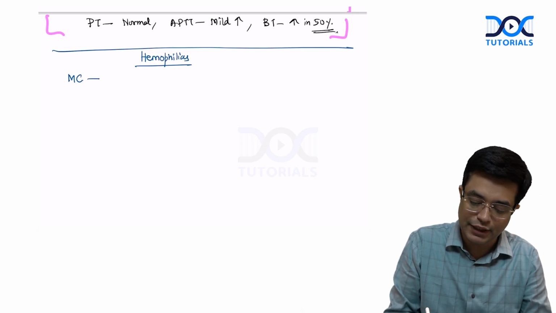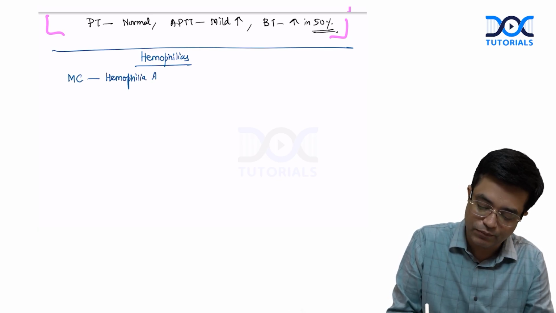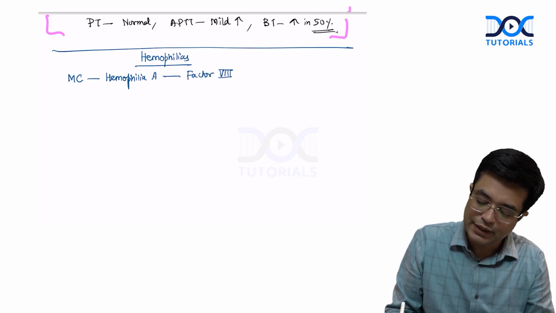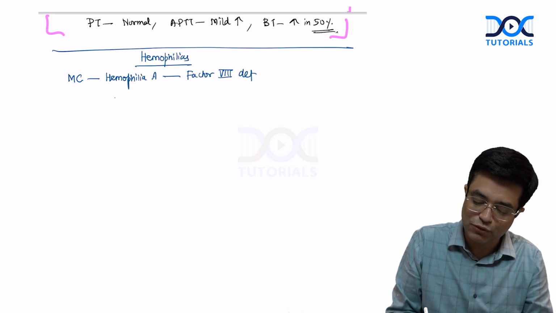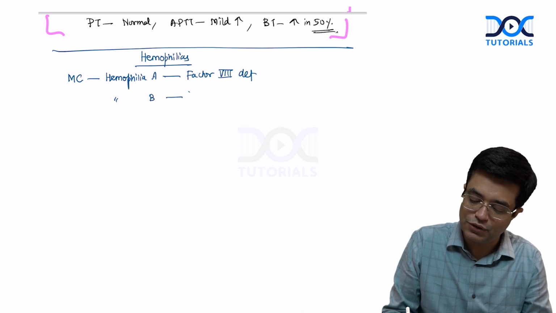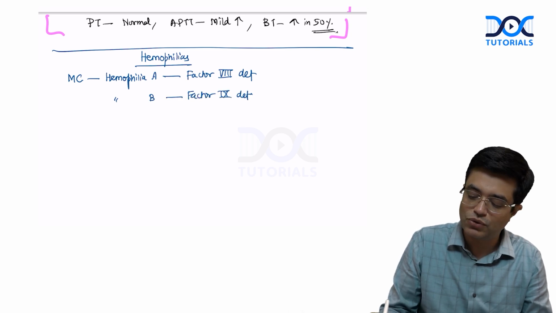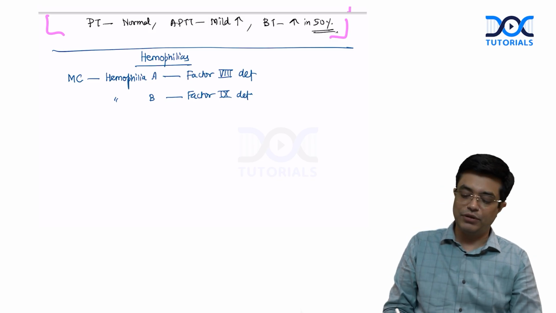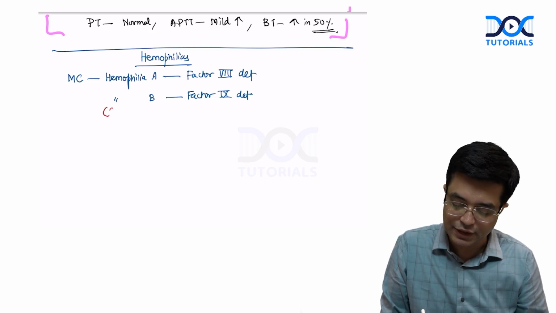Most common is Hemophilia A, which occurs due to factor 8 deficiency. Second variety is Hemophilia B, which occurs due to factor 9 deficiency. Factor 9 is also known as Christmas factor. So this disease is also known as Christmas disease. So which disease is known as Christmas disease?